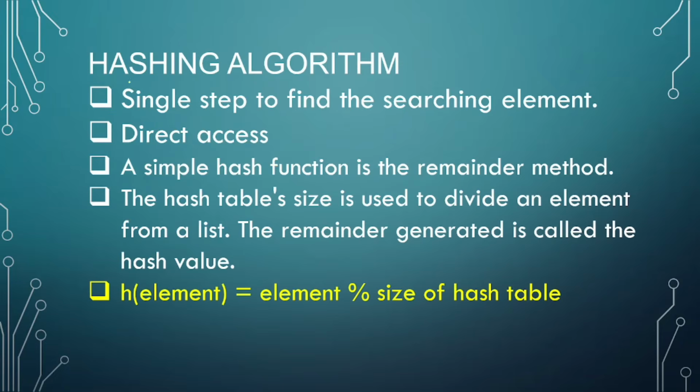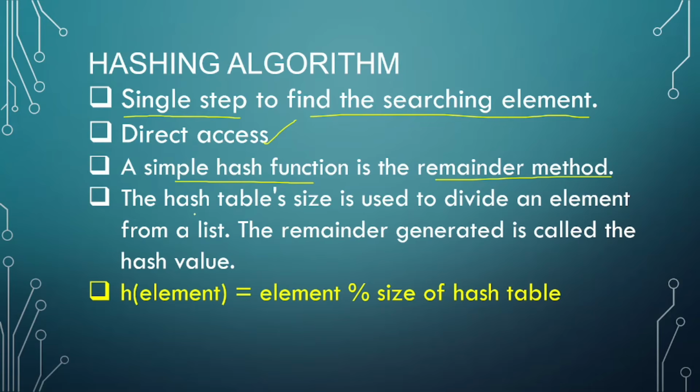And the next concept is the hashing algorithm. So the hashing algorithm is a very efficient algorithm. Within one comparison only you can do the searching of the element. So that is what has been mentioned. It is a single step to find the searching element and it is direct access. There are different hashing algorithms or methods or formulas, but we are going to use a simple hash function called the remainder method.